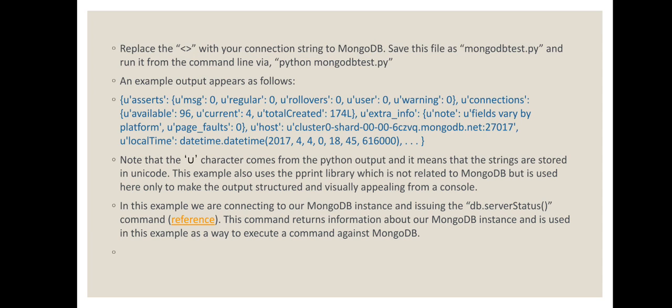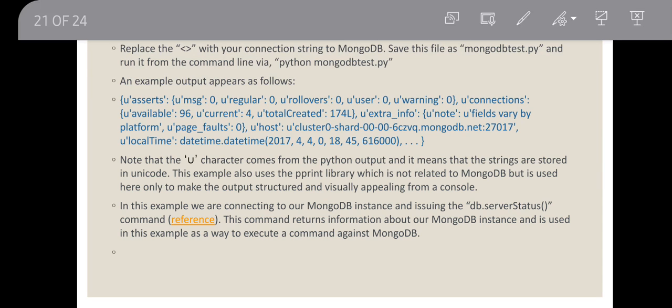Note that the u character comes from the Python output, and it means that the strings are stored in Unicode. This example also uses the pprint library, which is not related to MongoDB but is used here only to make the output structured and visually appealing from a console. In this example, we are connecting to our MongoDB instance and issuing the serverStatus command. This command returns information about our MongoDB instance and is used in this example as a way to execute a command against MongoDB.